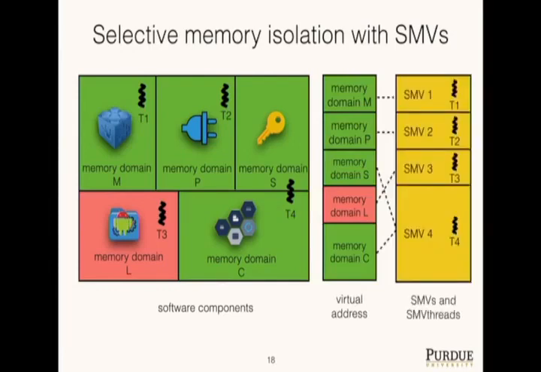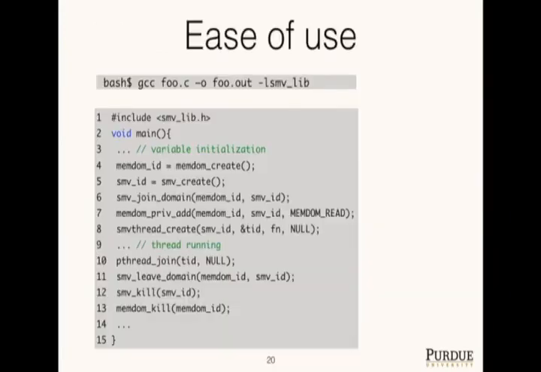So the compromised thread T3 is isolated by SMV3, which can only access the memory pages in the memory domain L. So it is not possible for T3 to access memory pages in memory domain S that stores the program secret, even though they are just threads living within the same process address space.